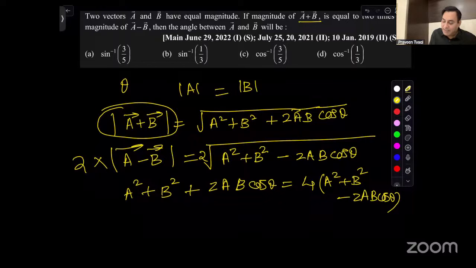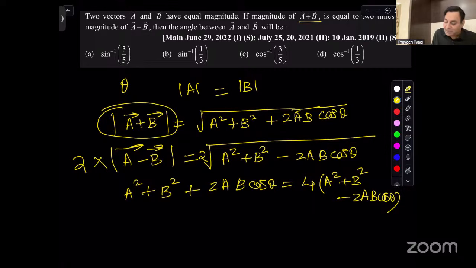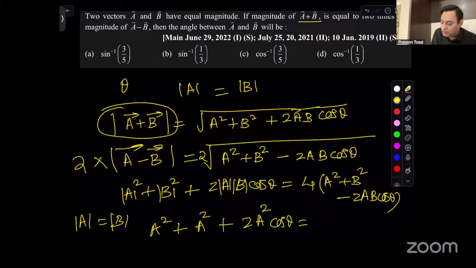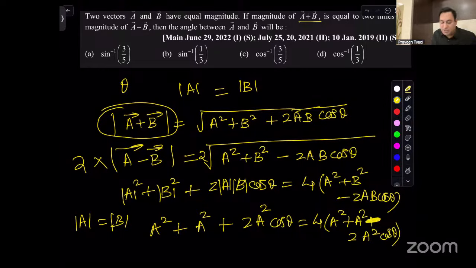And you can see a is equal to b. So a square plus b square, a square will come out common. Let me substitute. If a is equal to b, magnitude a is equal to b. All these things are magnitudes. Please be attentive. In place of b, I will substitute a. So a square plus a square plus 2a square cos theta is equal to 4 times a square plus a square minus 2a square cos theta.